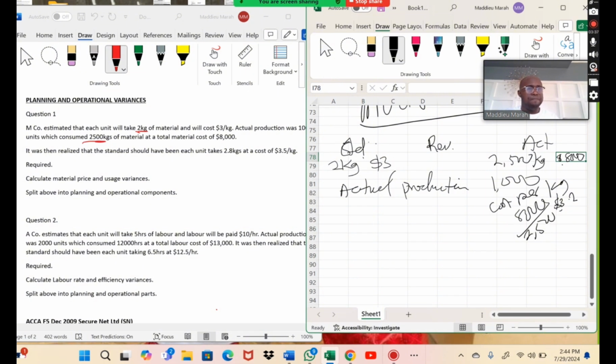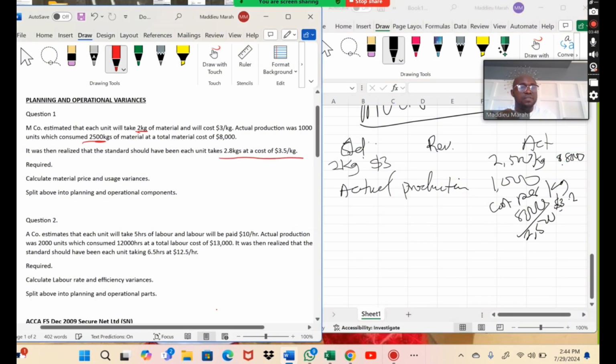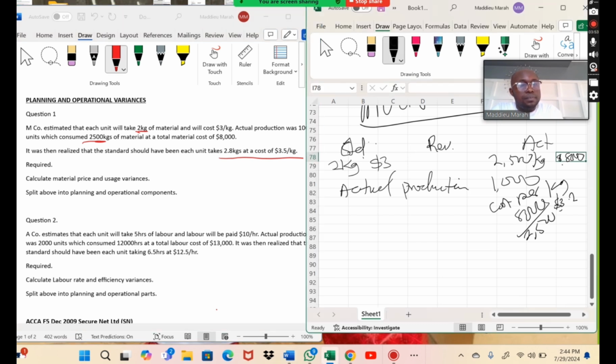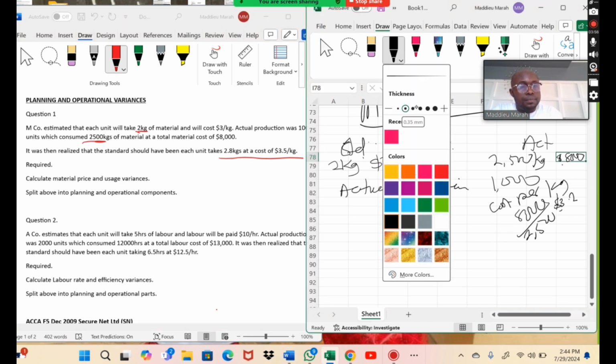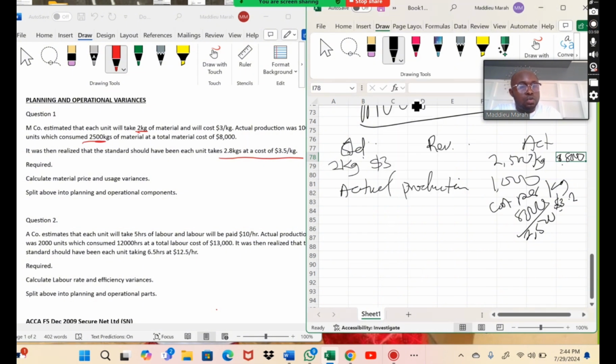What's our revised information now? What happened after? It was then realized that the standard should have been each unit takes 2.8 kg at a cost of $3.5. So this is our revised information: 2.8 kg at $3.5. So we have our standard, we have revised, we have actual. Now we are good to go.